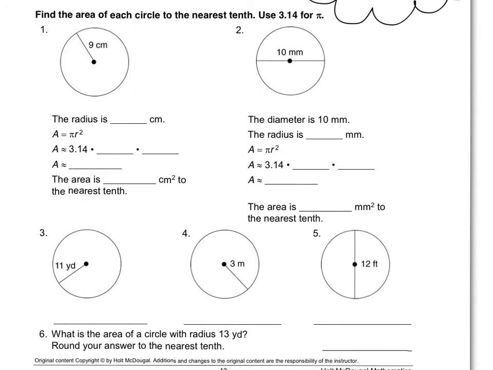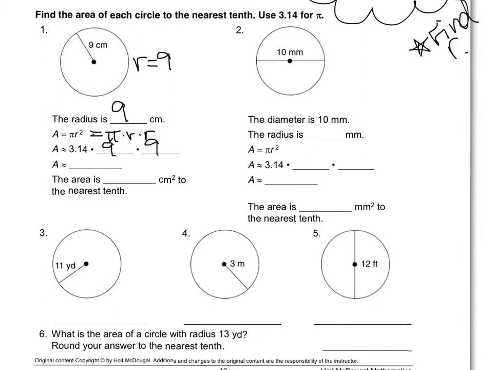Let's talk about question number 1. Question number 1 is a circle, and we are given the radius. Remember, our goal is to find the radius. From there, we can figure out the area. Since the radius is 9 centimeters, we can go ahead and plug it into our formula, pi r squared, or pi times r. Since r is equal to 9, I'm going to do 3.14 times 9 times 9.